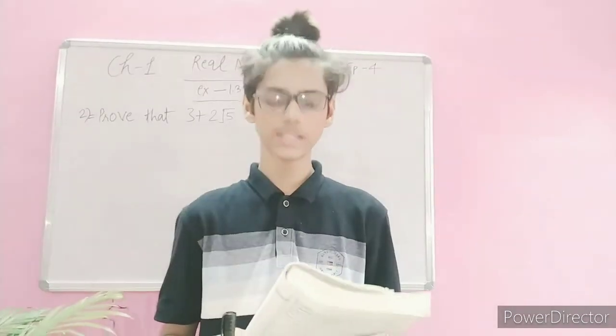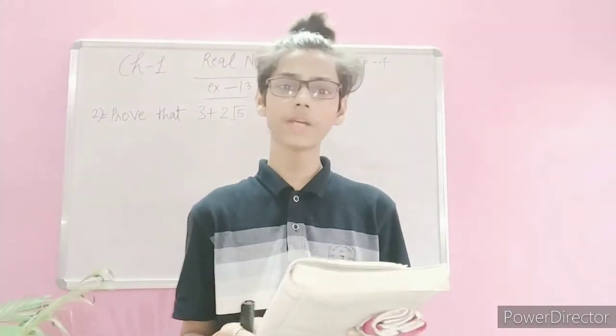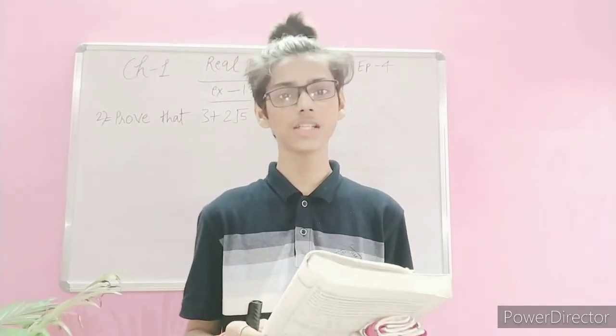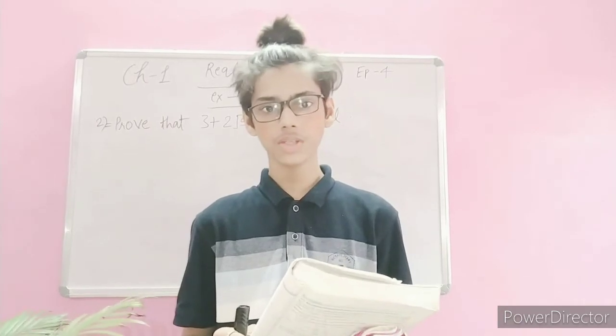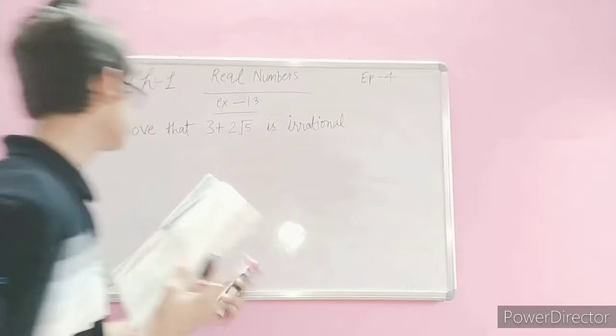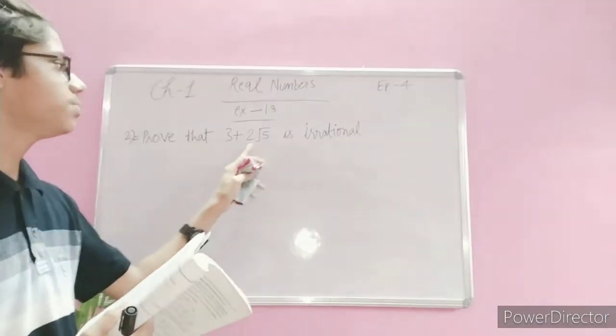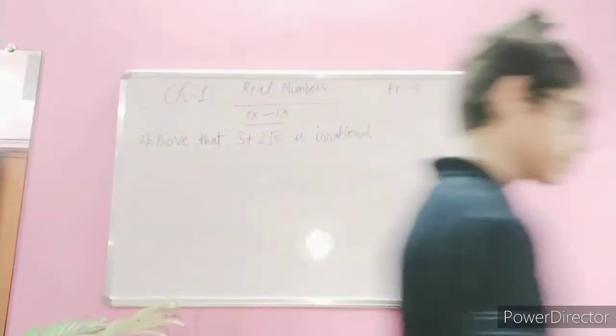So let's jump into the exercises. The first question of exercise 1.3 is prove that root 5 is irrational. It is the same question as we have proved that root 2 is irrational. So you are doing it by yourself. Okay. So let's jump to the second question, which is prove that 3 plus 2 root 5 is irrational. So we are doing this one.